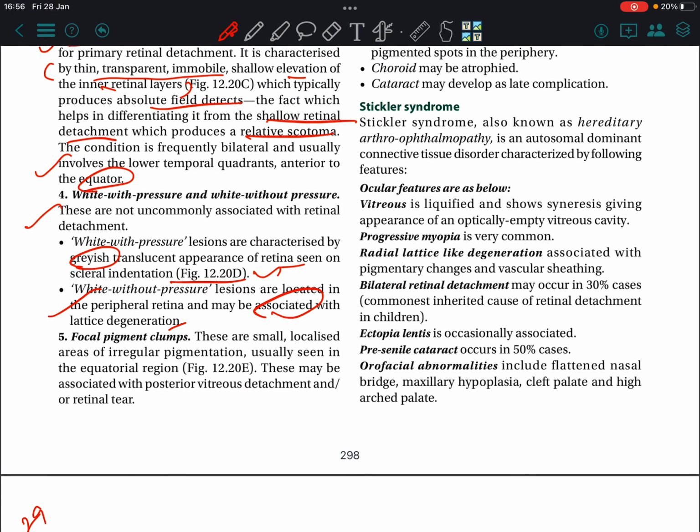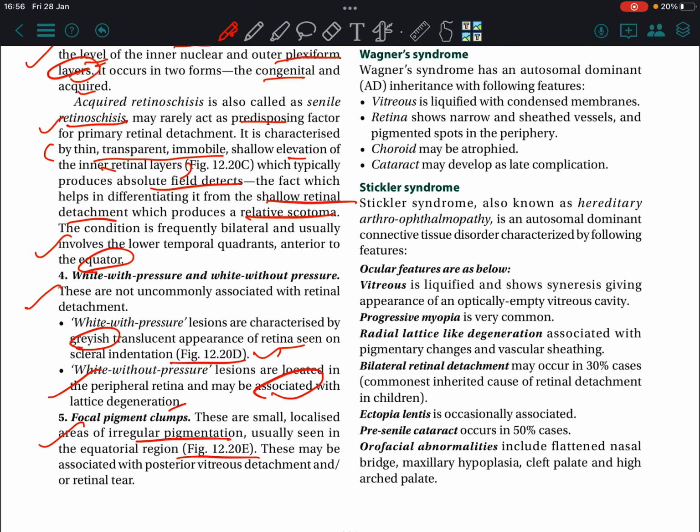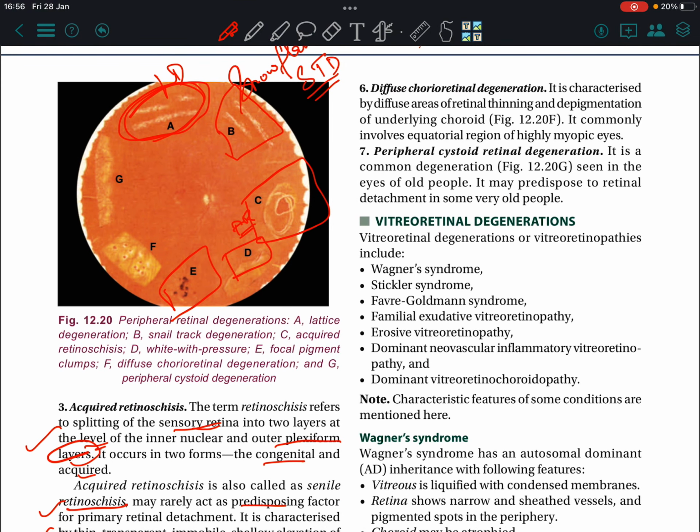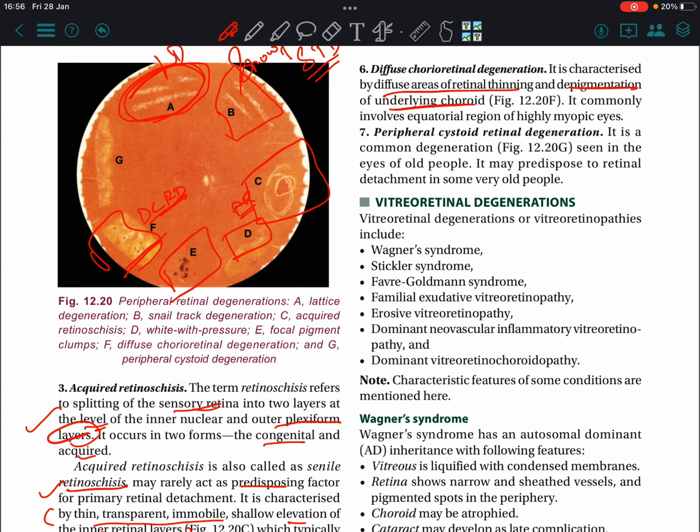Focal pigment clumps are small localized areas of irregular pigmentation, usually seen in the equatorial region. They may be associated with posterior vitreous detachment and retinal tear. Diffuse chorioretinal degeneration shows diffuse areas of retinal thinning with repigmentation of the underlying choroid. It commonly involves the equatorial region of highly myopic eyes.